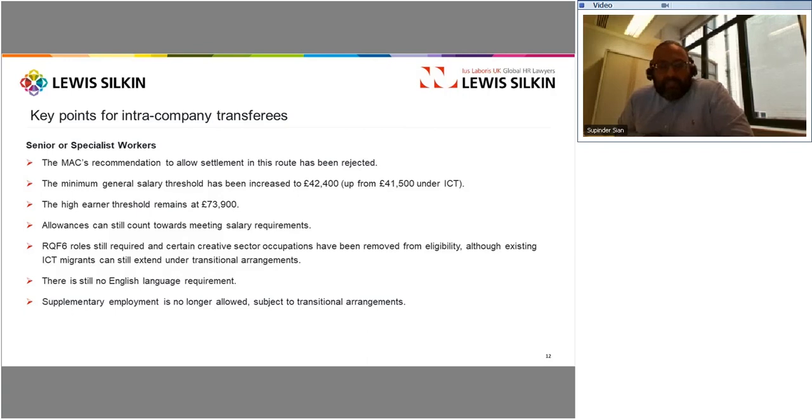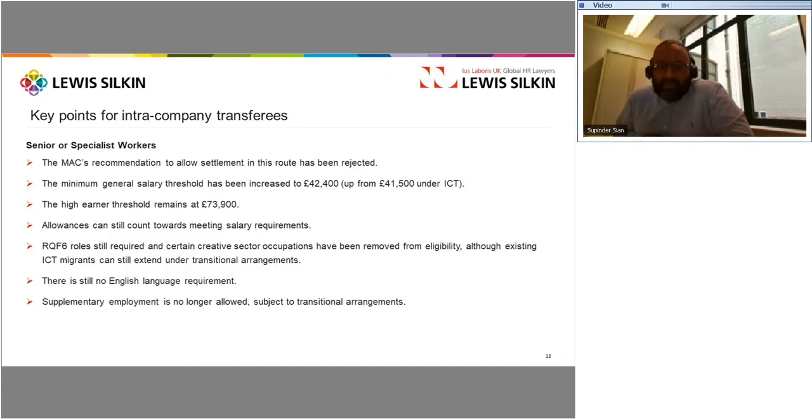So when the Home Office asked the Migration Advisory Committee to look at intra-company transfer and to redefine it for the new world, the new economy post-Brexit, they did ask the Migration Advisory Committee to consider whether we make the intra-company transfer route a non-temporary route and a route that led to settlement, so indefinite leave to remain, like it did when it was first established. The Home Office didn't accept that request from the Migration Advisory Committee, and the new senior or specialist worker route will not lead to permanent residence in the UK. It remains a temporary route for senior or specialist workers to work in the UK for their UK group company where they've been employed by a linked overseas entity.